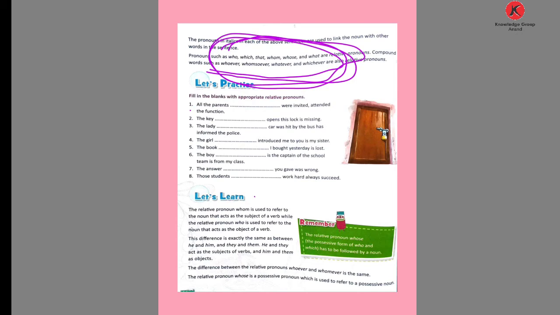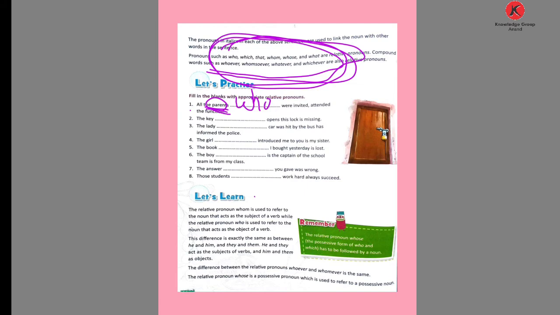So what? All the parents, here is the noun. All the parents blank were invited. So it is showing the noun form. So what comes here? Who. What comes? Who were invited.